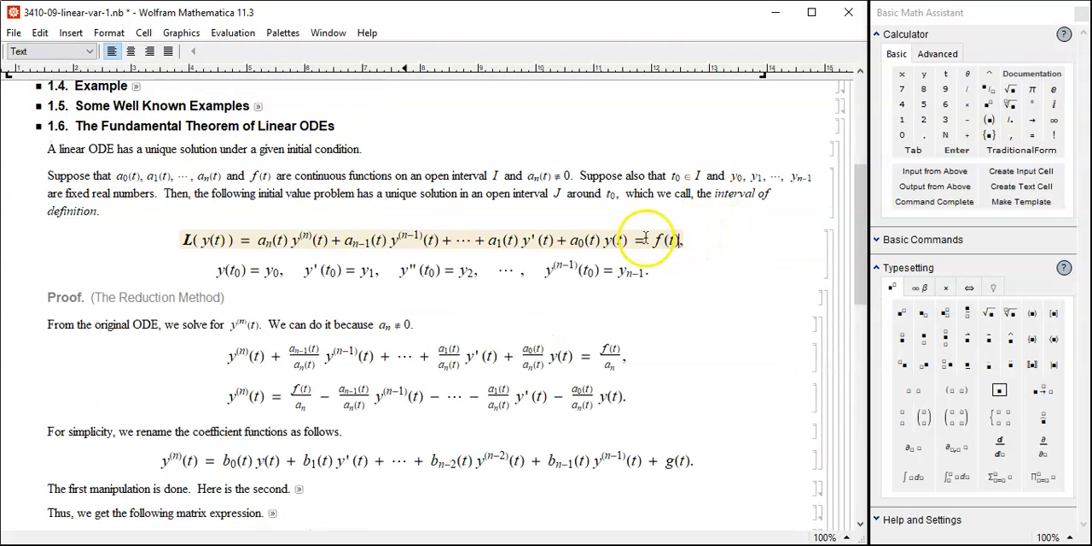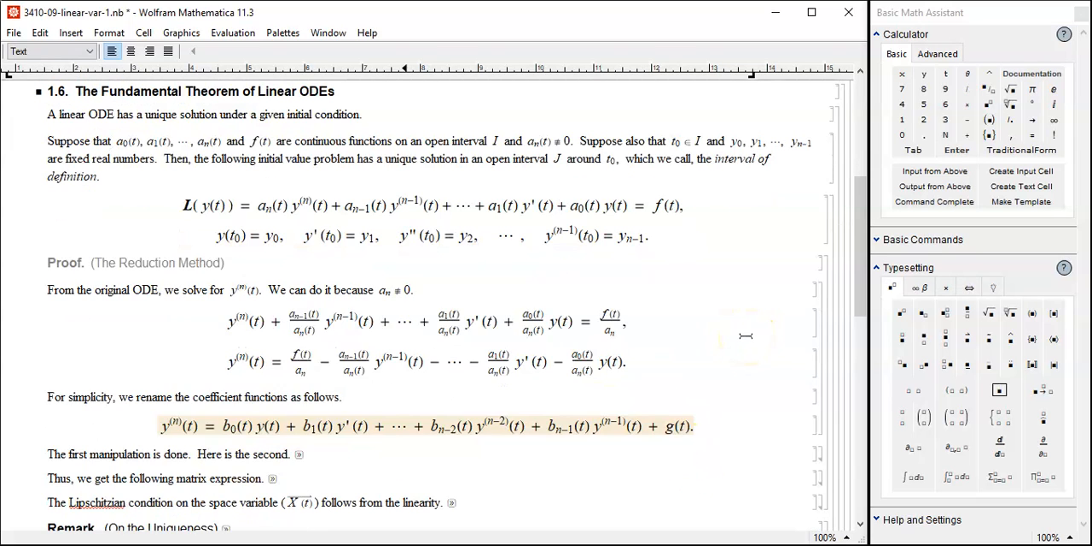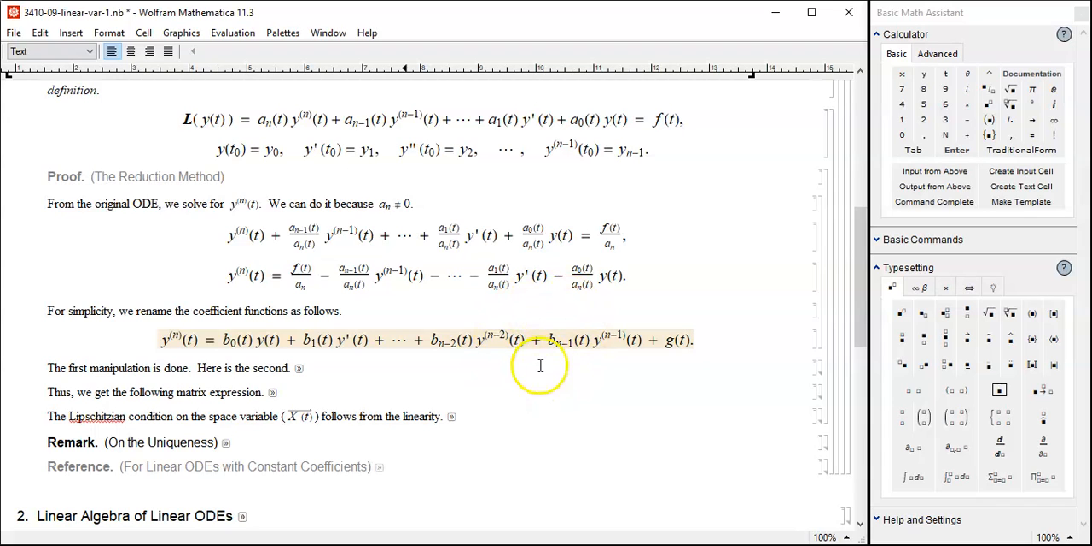This is the nth order, which means the leading coefficient cannot be constantly equal to 0. So you can divide by the leading coefficient a_n, and then solve with respect to the nth derivative. You can rewrite the original equation into this form because the denominator a_n is not always 0. For simplicity, we can rename all these into different characters, like this. So this expression and that expression over there are equivalent.